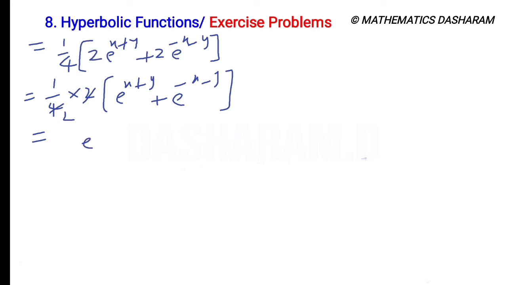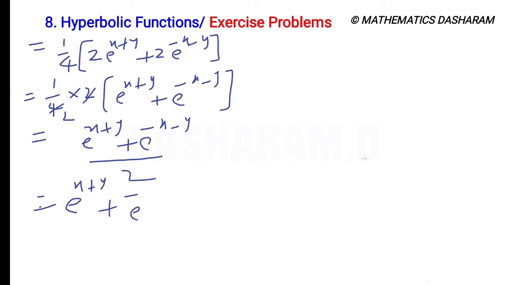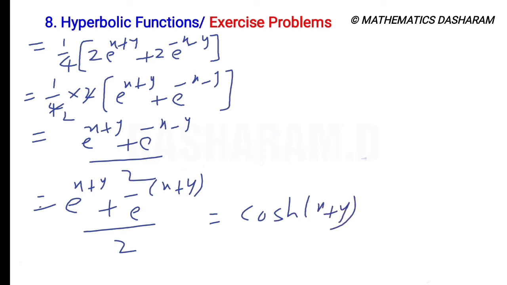So (e^(x+y) + e^(-x-y))/2. Taking the minus common, e^(x+y) plus e^(-(x+y)), divided by 2. So it is equal to cosh(x+y), which is the LHS. Hence proved.